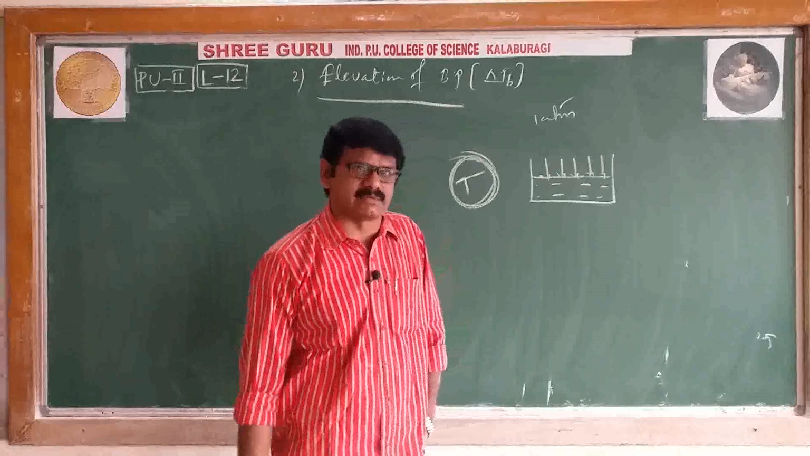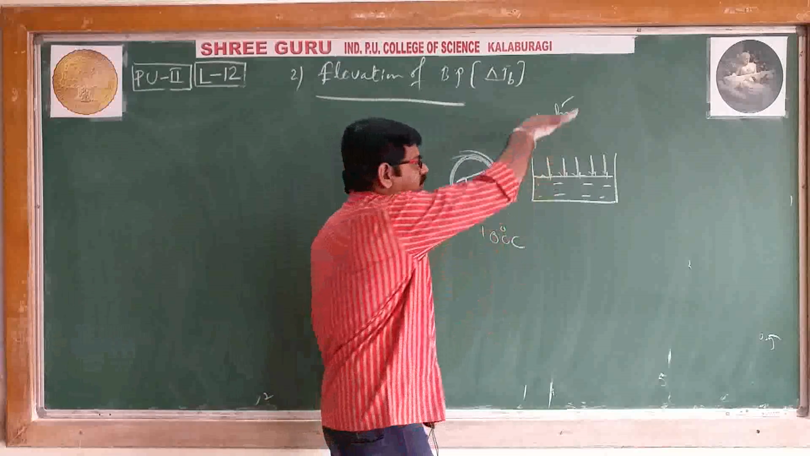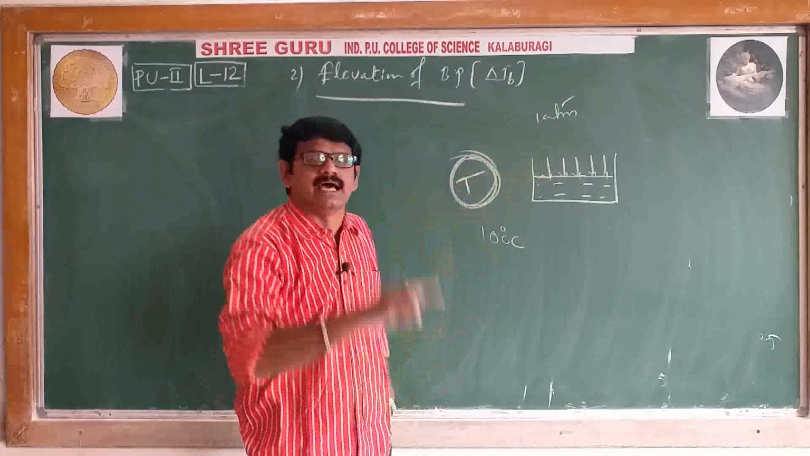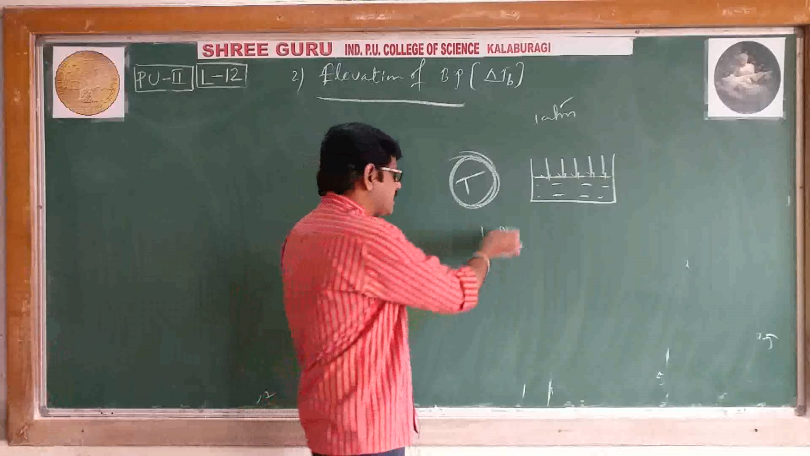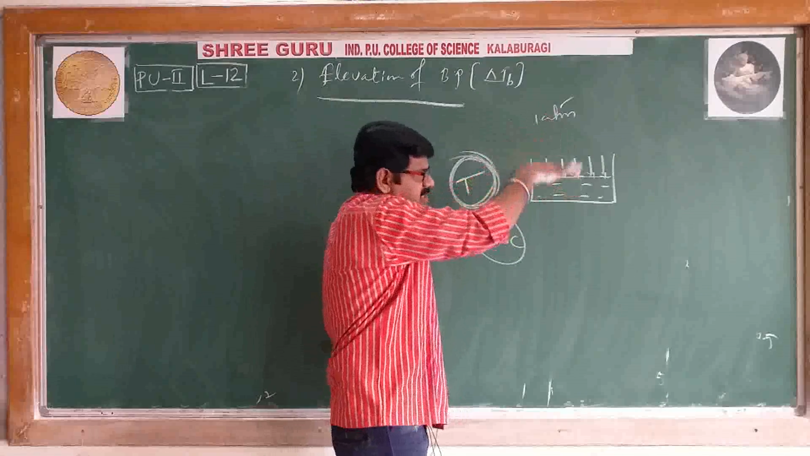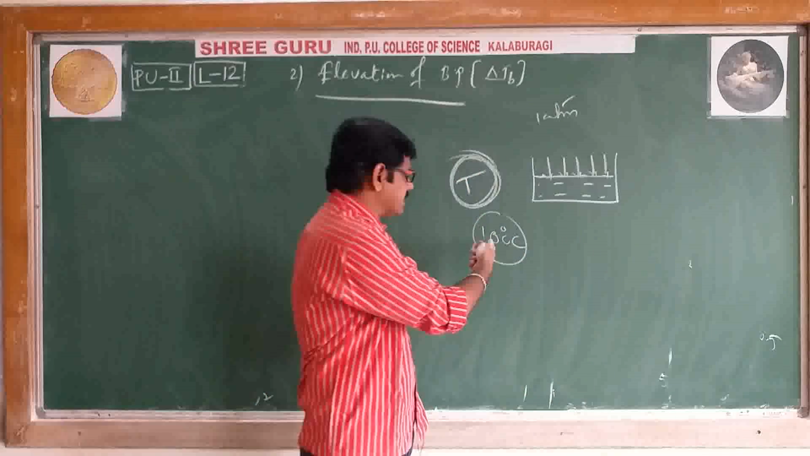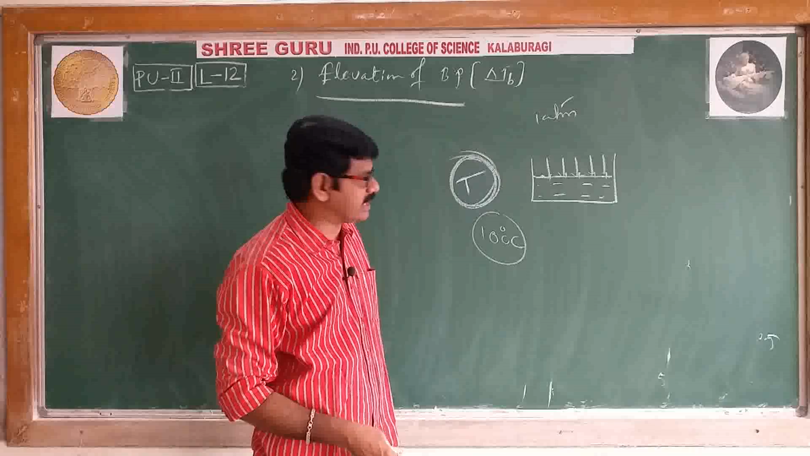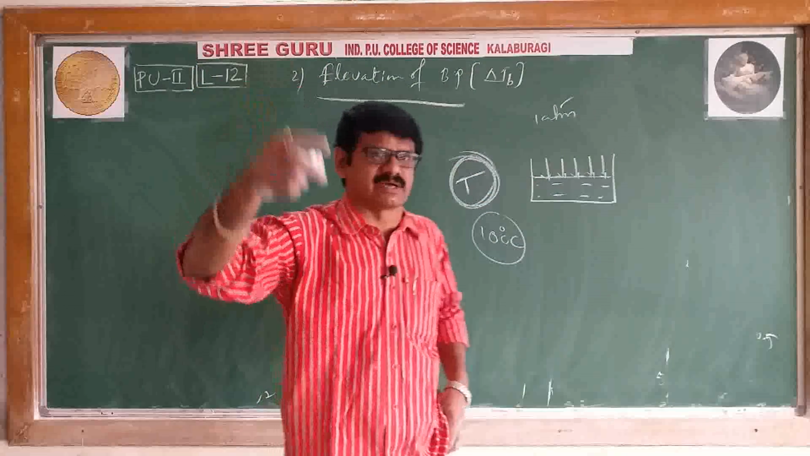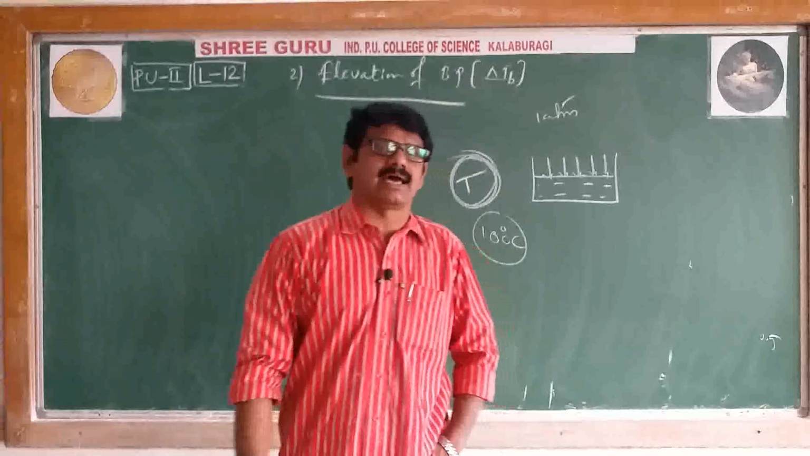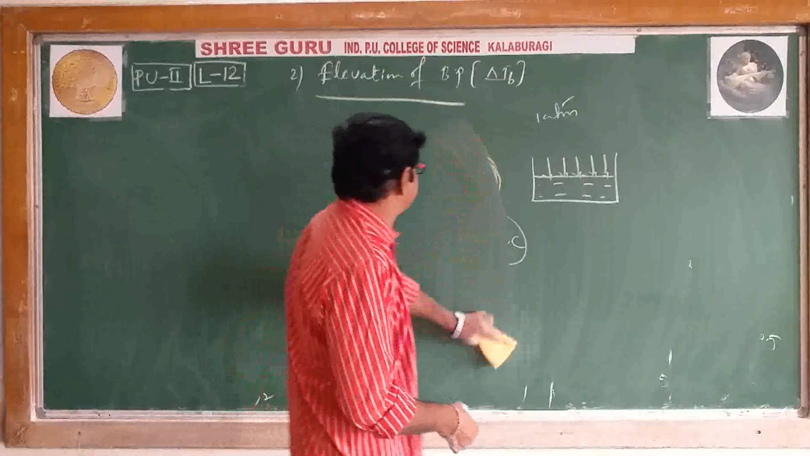As far as water is concerned, at 100 degrees centigrade, vapor pressure of water becomes equal to atmospheric pressure. That's why 100 degrees centigrade is called its boiling point. At whatever temperature vapor pressure becomes equal to atmospheric pressure, that temperature is called its boiling point. Right. Now what is meant by elevation in boiling point?